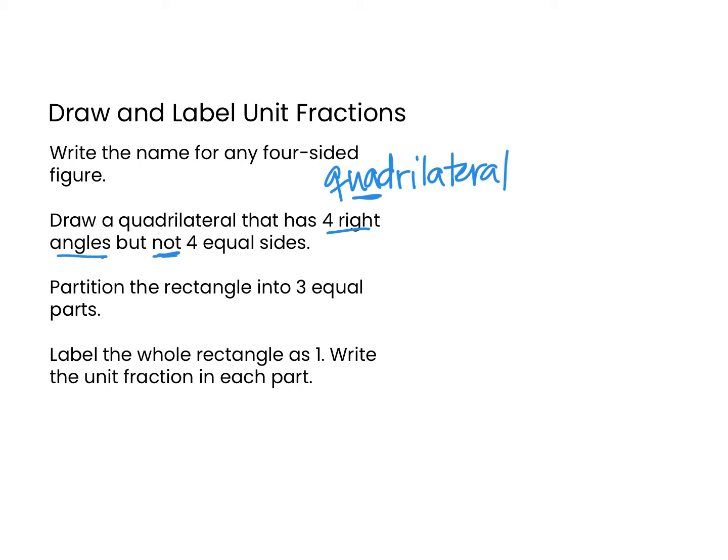equal sides. But we still have to have those right angles, so that tells us that we are drawing a rectangle. And partition that into three equal parts, just like we did yesterday. And we are going to label that rectangle, whole rectangle, as 1. And then in each part, you're going to write the unit fraction. So each one of these parts is 1 of 3. So each one of those parts is 1/3.